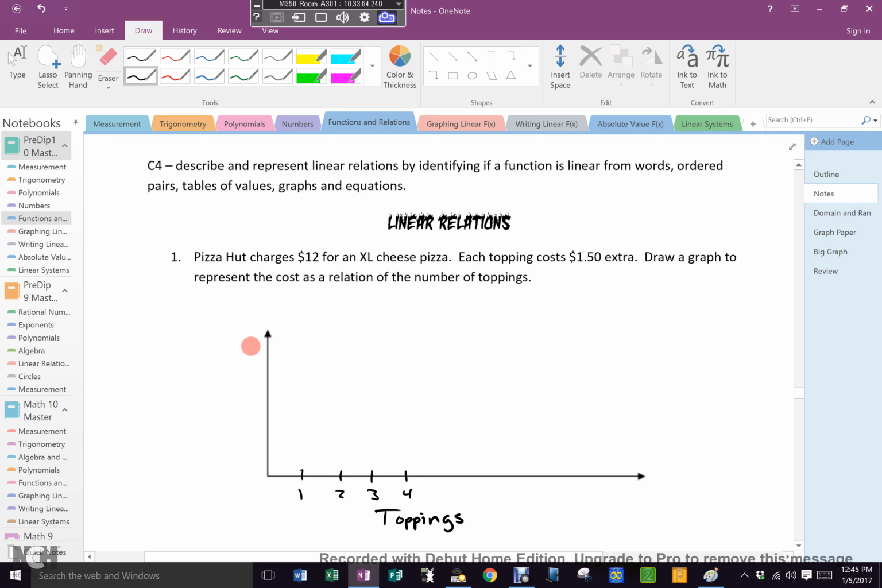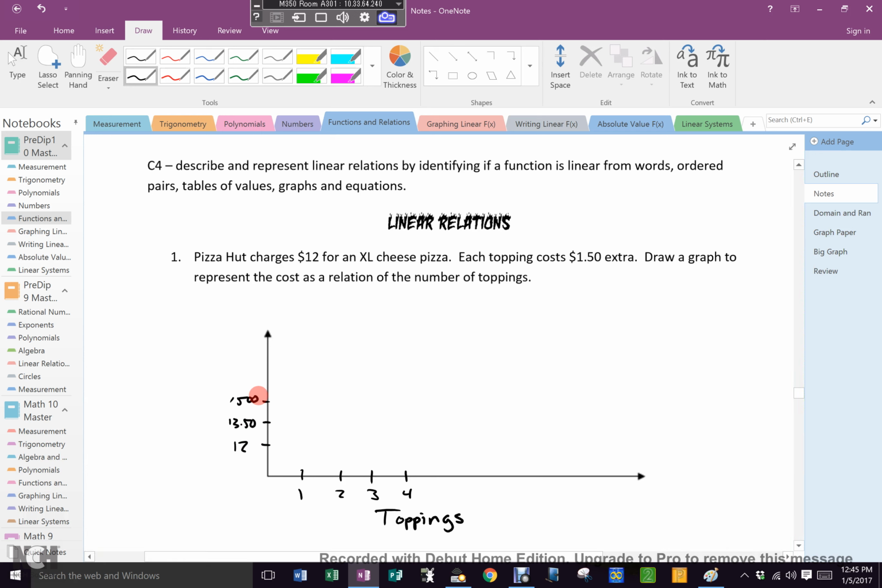What goes on the range? Price. What is the lowest price? $12. What's the next price? $13.50. Next price? $15. I'm going to stop there because that's all we need. Yes. How much is it if I don't get any toppings on a pizza?